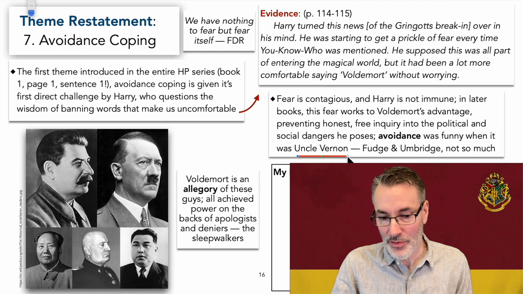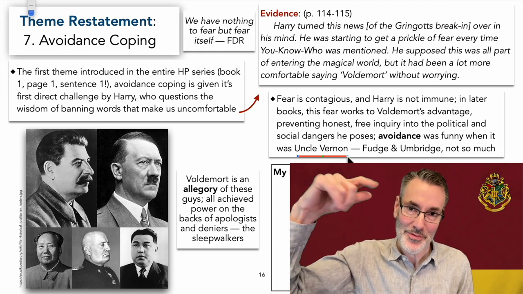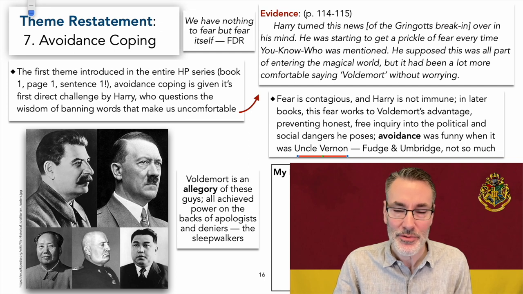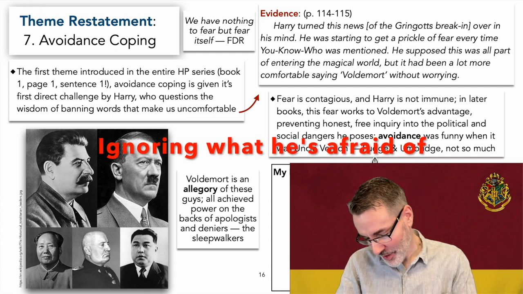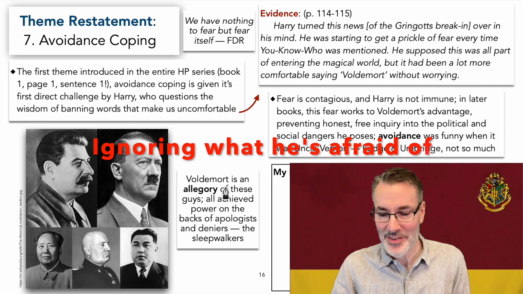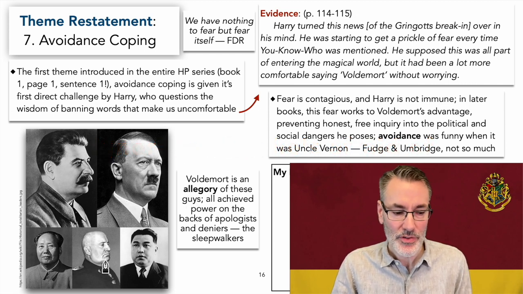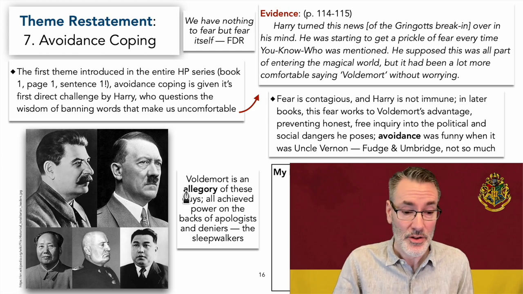Avoidance was funny when it was Uncle Vernon. She introduced it, of course, with Vernon. It was funny. We laughed at Vernon for ignoring dangers. But when it's Fudge and Umbridge, it's not so funny. So Voldemort is actually an allegory of these guys. If you don't know who these guys are, look them up, read your history. Political right, political left, there are monsters everywhere.